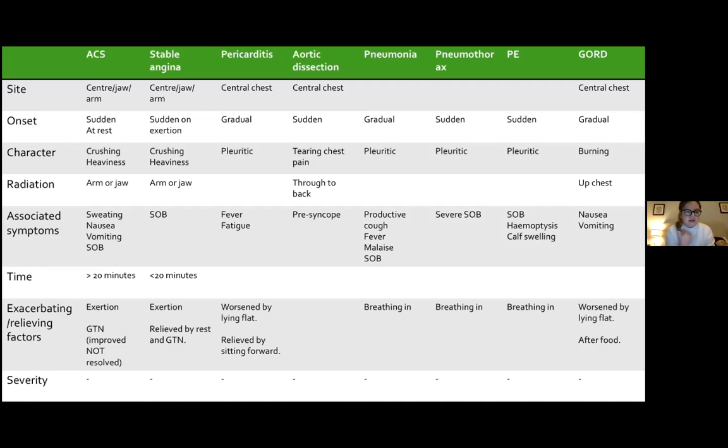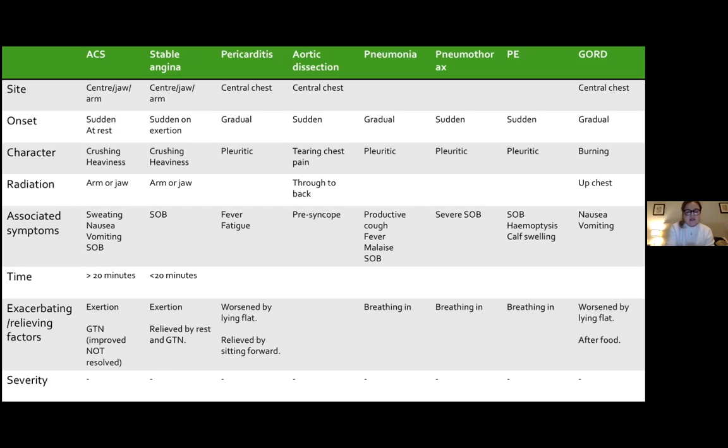So you want to ask, where is the chest pain? Is it in the center of the chest? And then when did the chest pain start? Were you at rest, sitting watching TV, or were you on a walk, for example? And that question is really important so that you're differentiating between ACS, which obviously includes your STEMI and unstable angina, and then your stable angina.